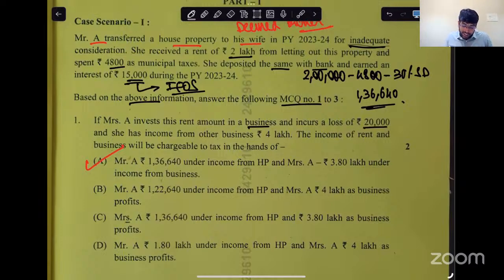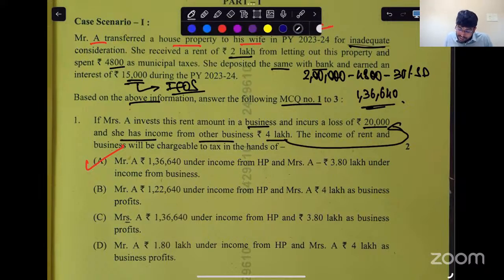And the income of rent and business, which are taxable in the hands of whom? In the hands of Mr. A, we will definitely tax this 1,36,640 and Mrs. A will be taxed on this 3.8 lakhs, because the clubbing provision, section 27 deemed owner, clearly talks about rental income, but on the accretion, there is no concept of clubbing as such. So the answer is option A for this question, my dear friends.